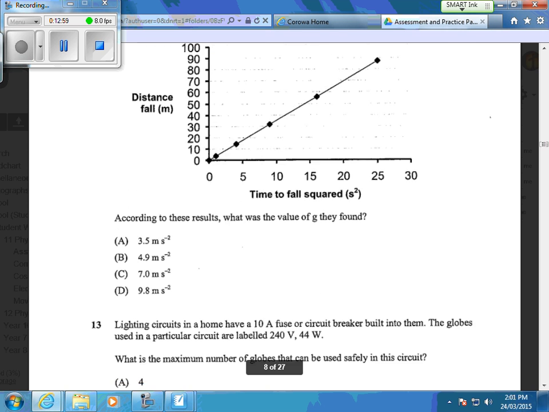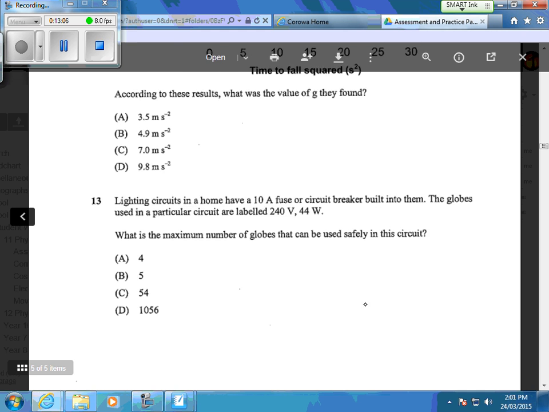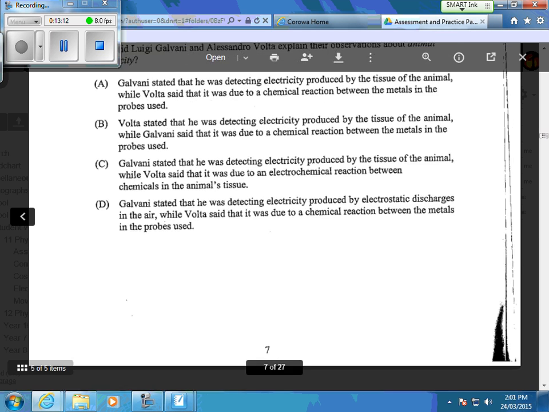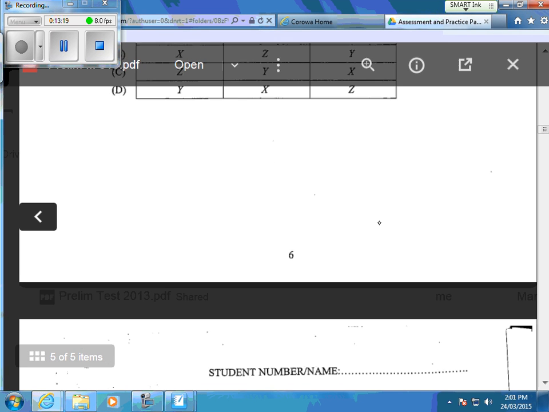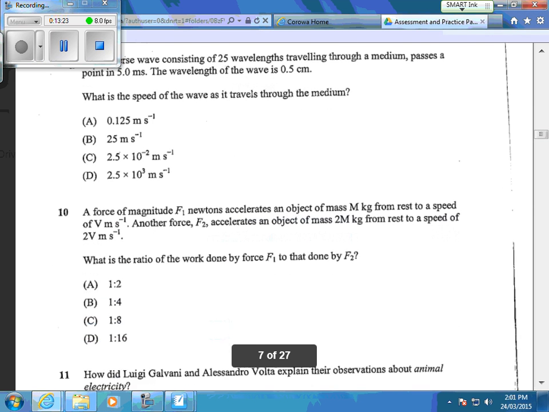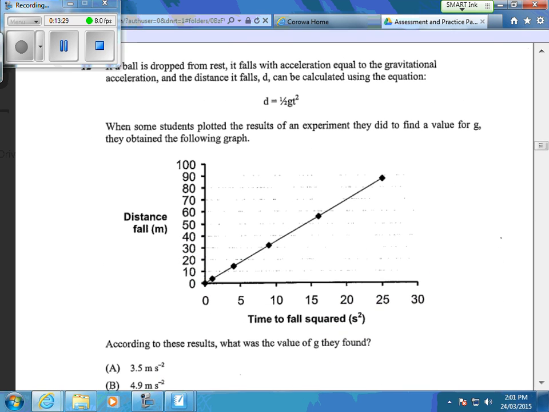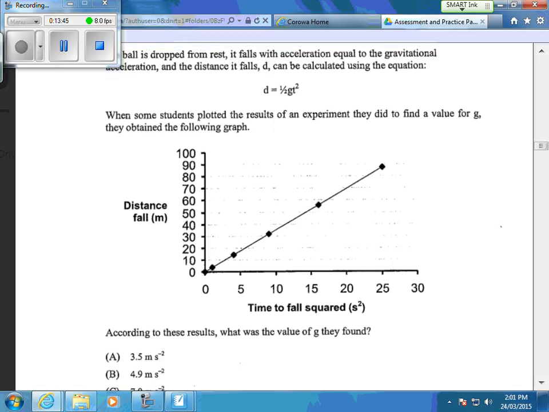So where's the refractive index question? Actually, that's the question I was asking about, the refractive one. That one? Oh, could you do that number 8, sir? No. Which one am I doing? The one with the gradient. Yeah, keep going down. That one. Yeah! Okay, yep. I don't know how to do it. Alright, let me see if I can do it. The ball is dropped from rest and falls with acceleration.